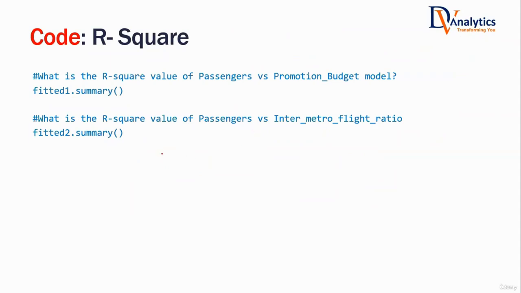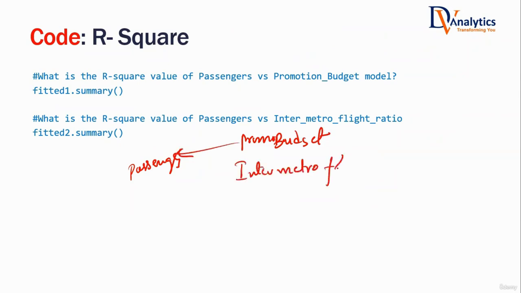What we have seen here is you predicted passengers using promotional budget, but that was in isolation. You predicted passengers using inter-metro flight ratio, but that was also an isolated model. Yes, you predicted passengers, but only using inter-metro flight ratio.